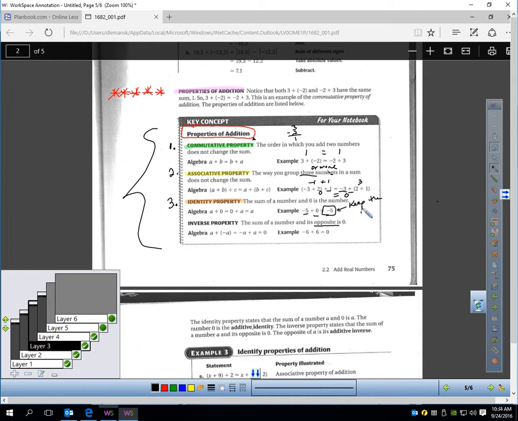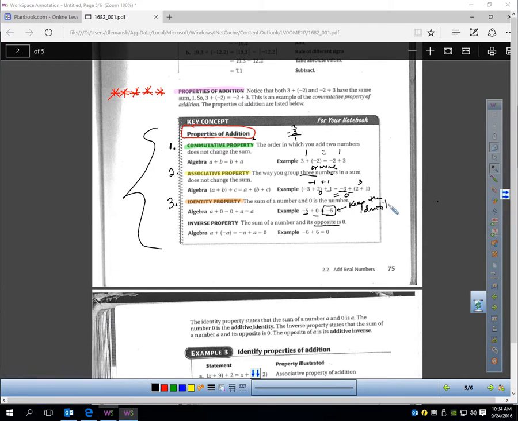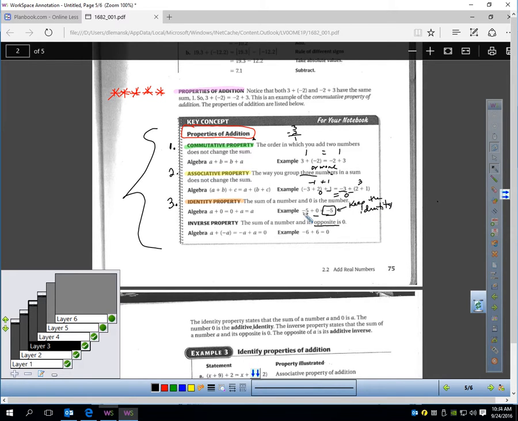That's why they call this property the identity property. If you take a number and you add 0, you get the same number you started with. You kept the identity of the number, okay? So that's why that property is called identity property. Whenever you add 0 to a number, you get the same number you started with.